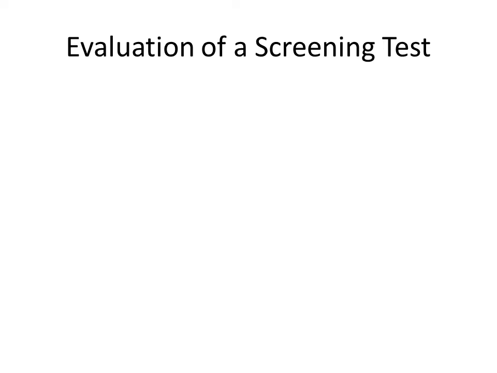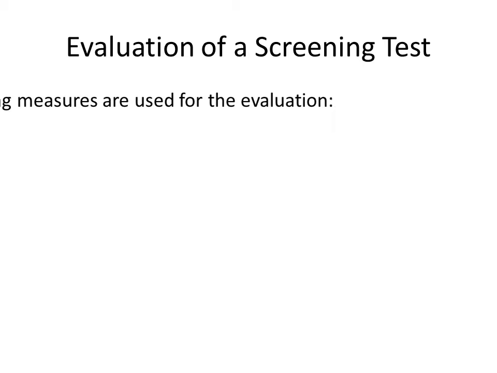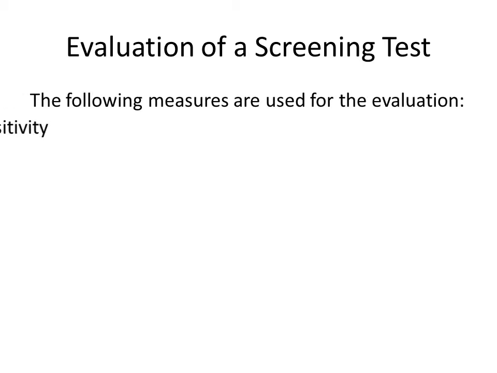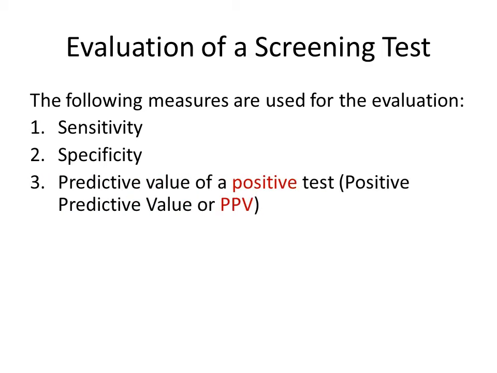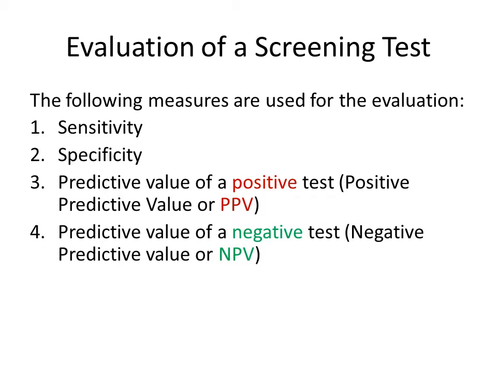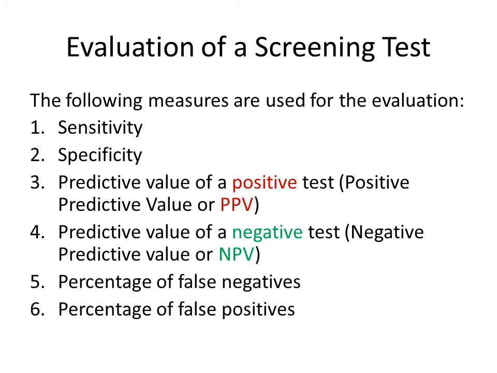Evaluation of a screening test. After recording the results in the table, the following measures are used for evaluation: sensitivity, specificity, predictive value of a positive test, or positive predictive value, in short PPV, predictive value of a negative test, or negative predictive value, in short NPV, the percentage of false negatives, and the percentage of false positives.